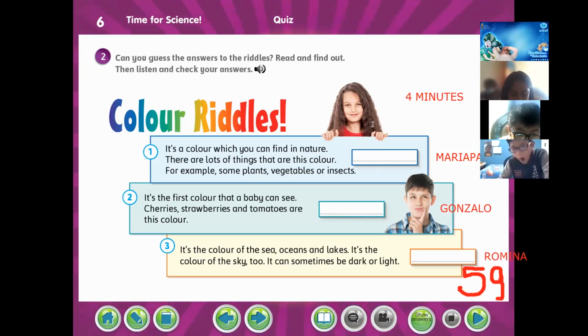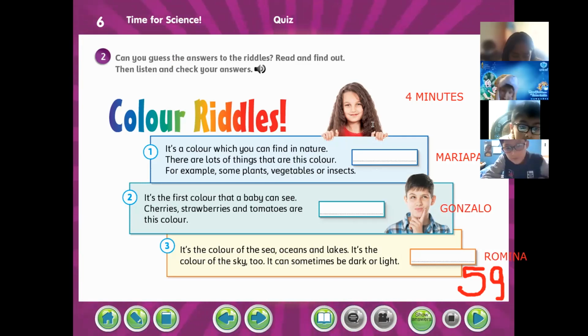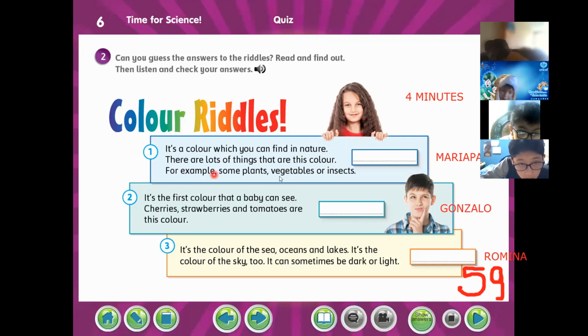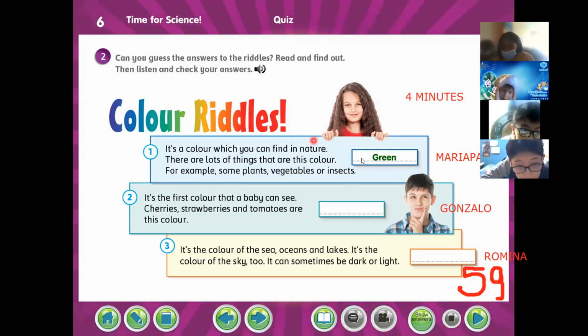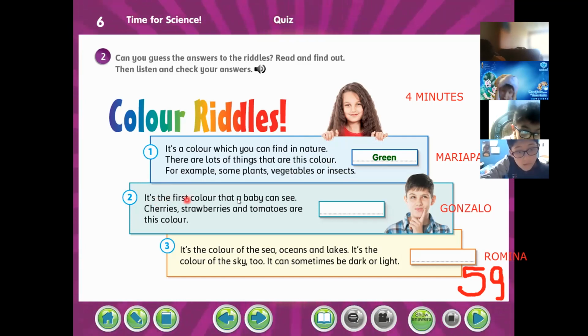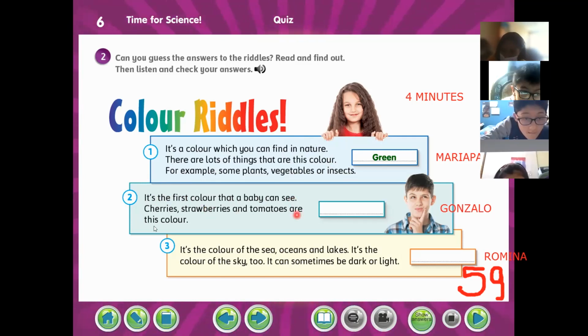It's a color which you can find in nature. There are lots of things that are this color. For example, some plants, vegetables, or insects. Teacher, I think it's the color green. Good job here. Yeah, you're right. Thank you, Maria Paz. Gonzalo, number 2, please. It's the first color that a baby can see. Cherries, strawberries, and tomatoes are this color. Teacher, it's the color red. Thank you, Gonzalo. Good job.